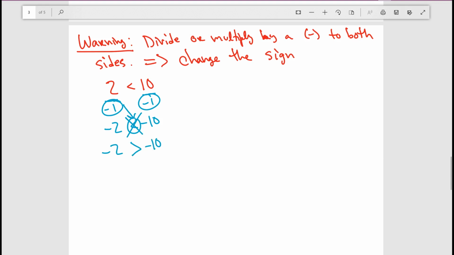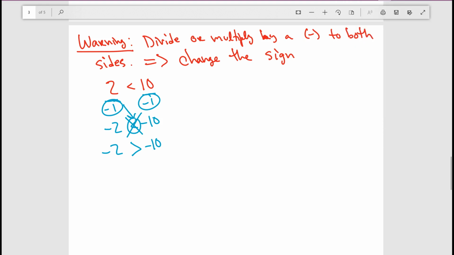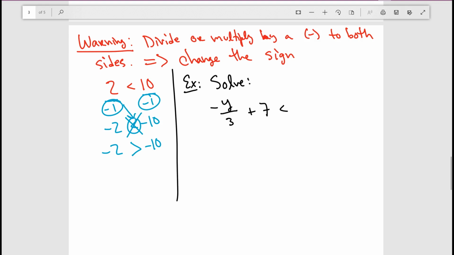Okay, so only when you divide or multiply by a negative to the other side. Not when you add or subtract. So let's do an example of this. Let's say we had, solve, negative y over 3 plus 7 is less than, I don't know, 2, something like that.